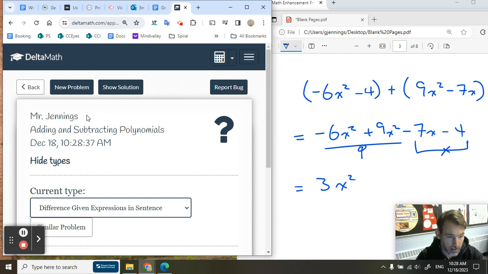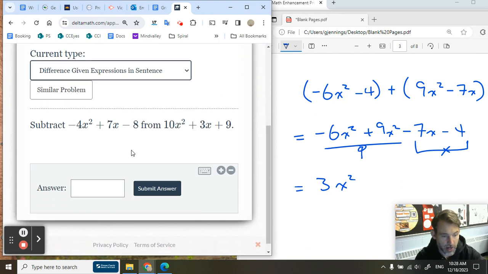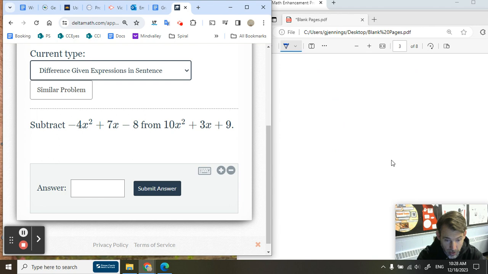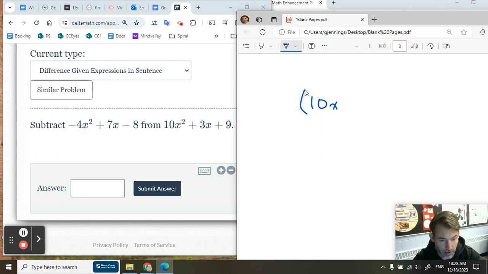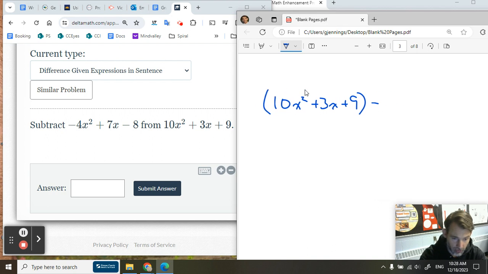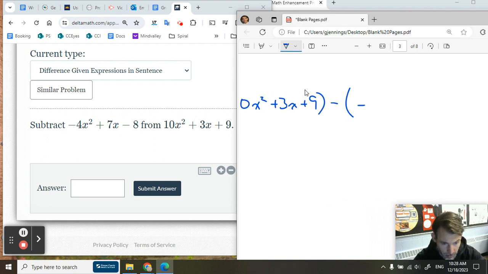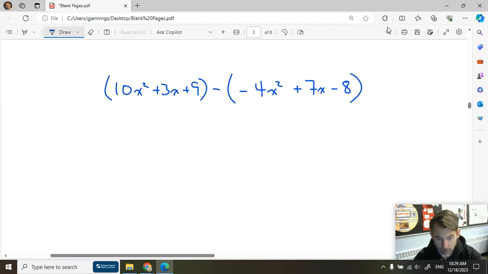And then we can also find these types of problems in here as well. Subtract that from that. Okay, so when we want to subtract something from another thing, I first start with what I'm subtracting from, 10x squared plus 3x plus 9, and I'm going to subtract from that negative 4x squared plus 7x minus 8. See how I wrote it out with brackets and it looks just like some of those other problems that we've been working on? And so then I might have another line, 10x squared plus 3x, that's a plus 9.